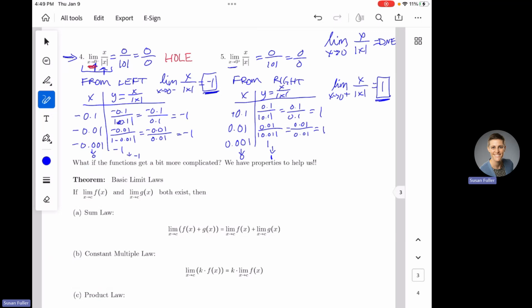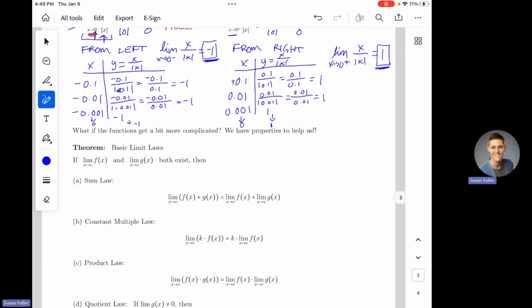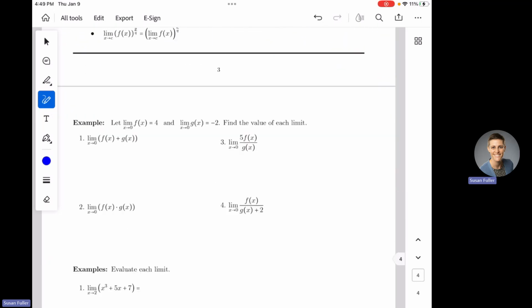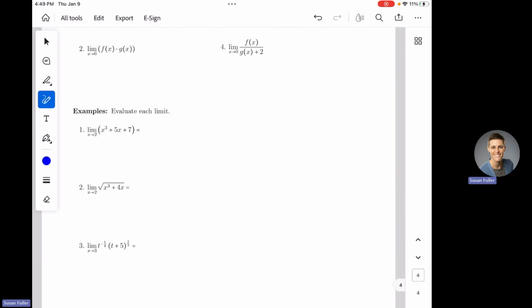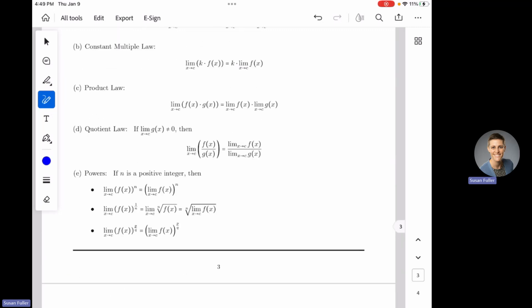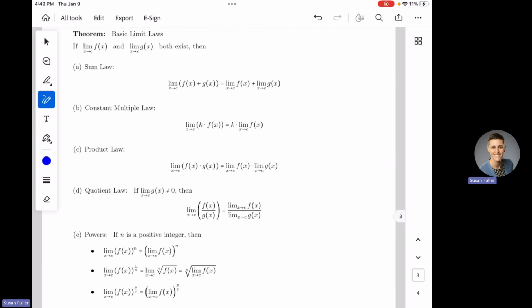All right, what if our functions get a little bit more complicated? For example, what if I start having things like this, where I'm adding and subtracting things, or I have things inside of square roots, or I've got exponents? How am I going to deal with these kinds of limits, as things get really gross? Well, we have these limit laws that are going to help us figure that out.